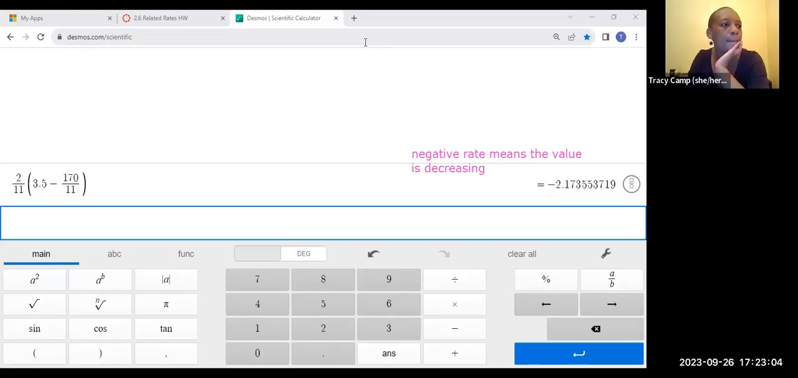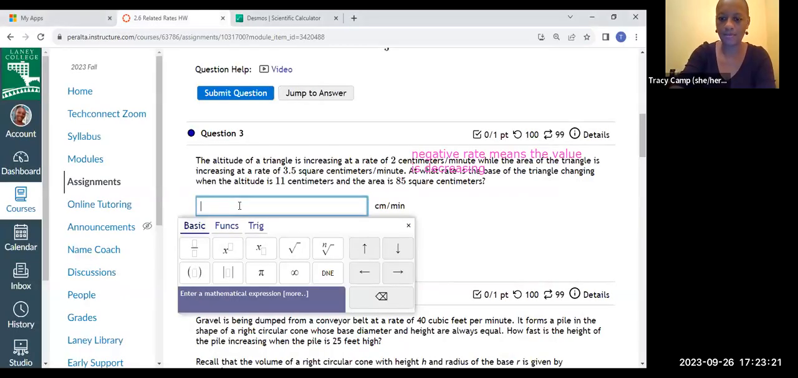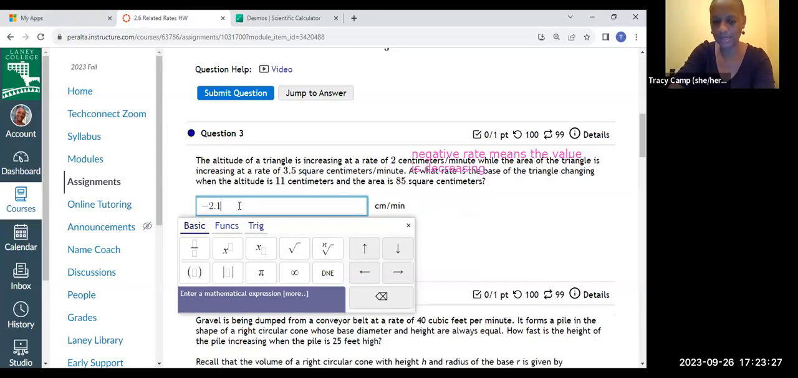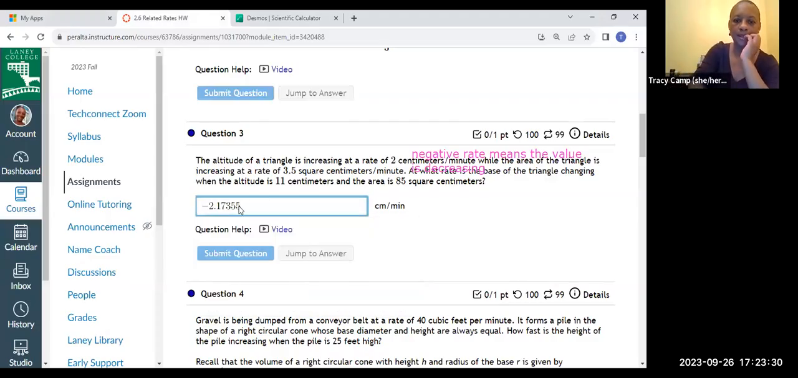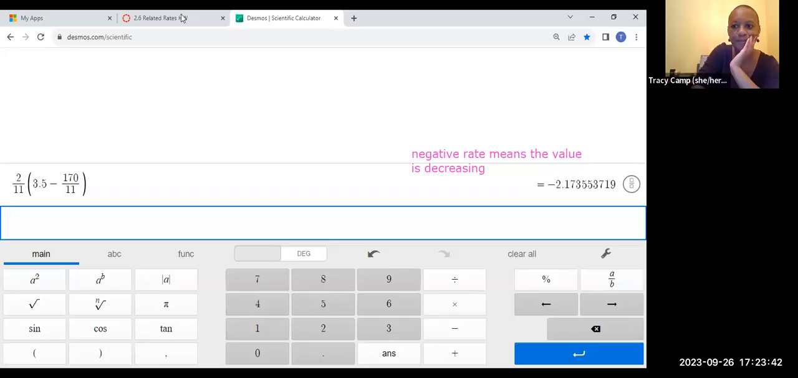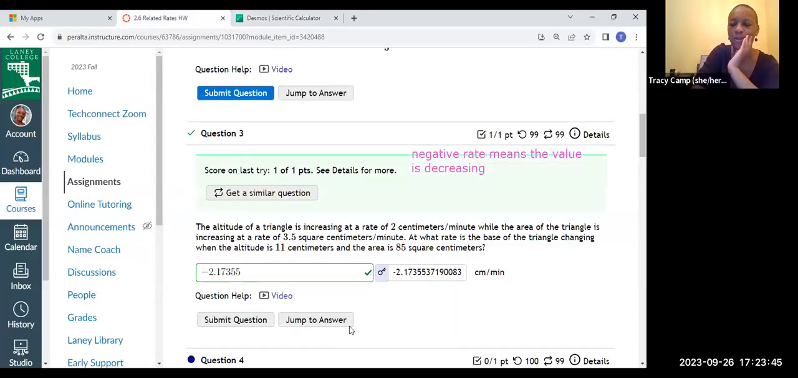If you have a triangle and the height's increasing, if the height's increasing enough, even though the base is decreasing, the area can still be increasing, right? So let's check this out. It was negative 2 point, I don't know how many decimal places they want. Let's just do this many. Let's check to see how many. Oh, they put in all these numbers, which don't even show up on our calculator. But they accept this, so we're okay.